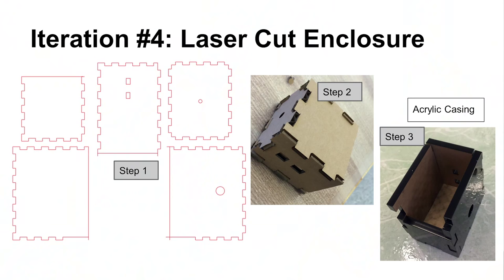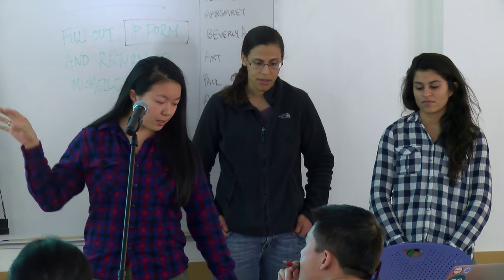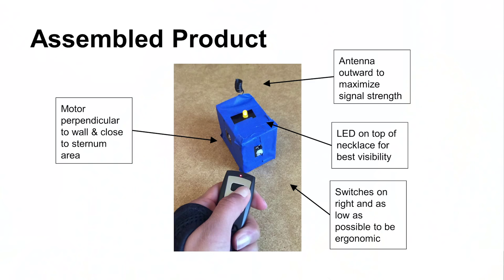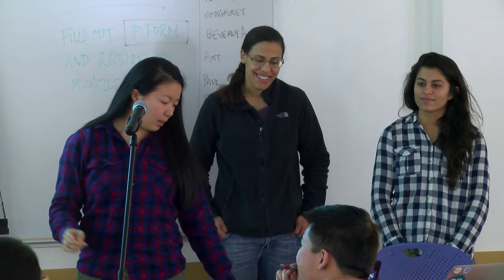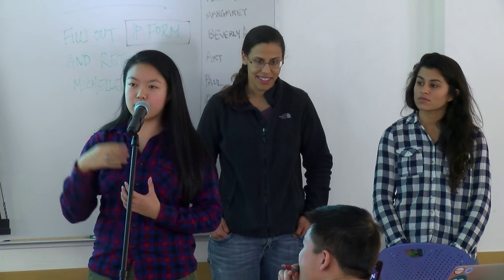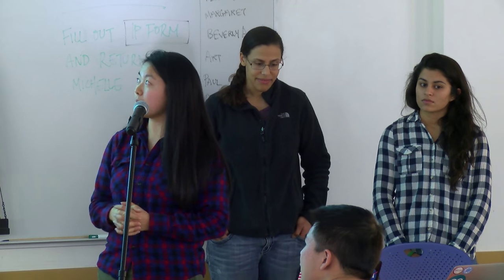And so when we were making the acrylic shelling, we first designed it in software and then used a laser cutter to create the acrylic shelling, and that's what you can see here. And this was the size we had to make in order for the battery and the circuit to fit inside of it. And so this is our final design. It's actually a shiny black encasing, but we had to tape it when we were first testing it out. But as you can see, first the antenna has to pop out because we wanted to maximize the signal strength. And we put the LED at the top of the necklace device so that it maximizes the visibility when she sees it.